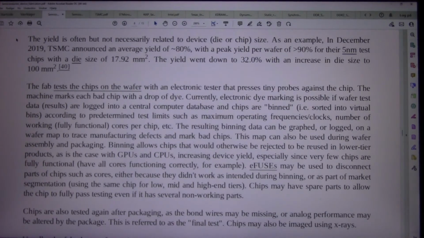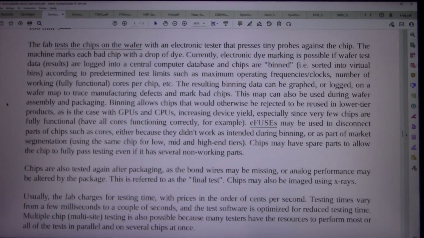The fab tests the chips on the wafer with an electronic tester that presses tiny probes against the chip. The machine marks each bad chip with a drop of dye. Currently, electronic dye marking is possible if wafer test data, results, are logged into a central computer database and chips are binned, i.e. sorted into virtual bins, according to predetermined test limits such as maximum operating frequencies/clocks, number of working, fully functional, cores per chip, etc.